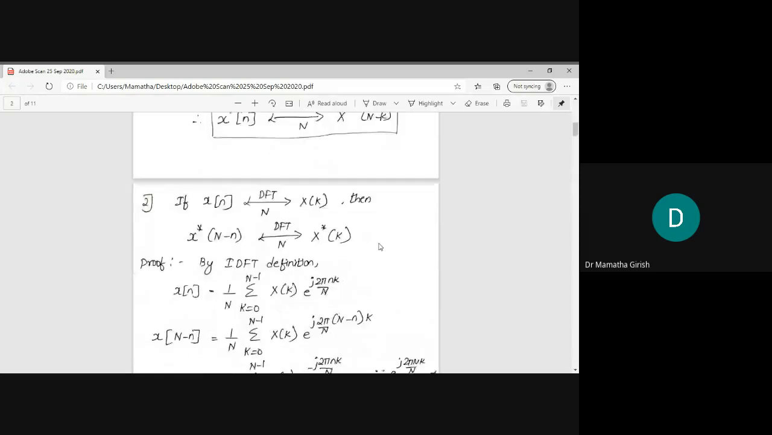The same derivation is viewed in the frequency domain. The statement goes like this. Once again, if x of n forms an N-point DFT pair with X of k, then instead of the shifting process in the frequency domain, if I shift in the time domain, that is, x complex conjugate of N minus n should form an N-point DFT pair with X complex conjugate of k.